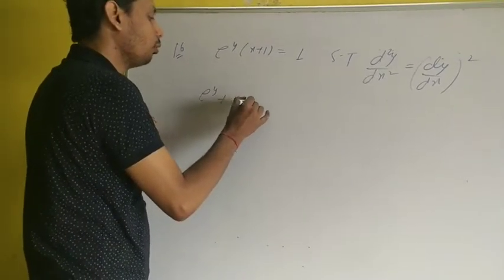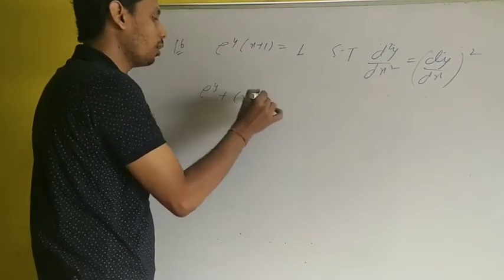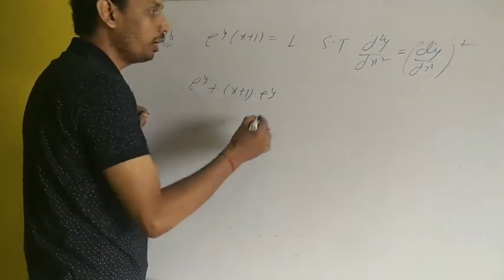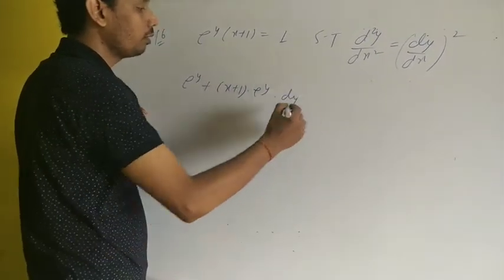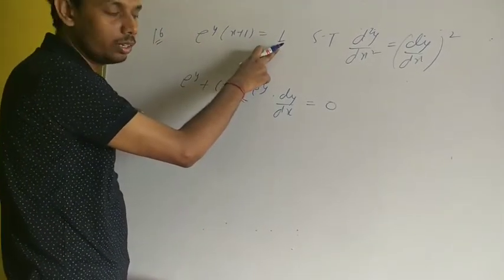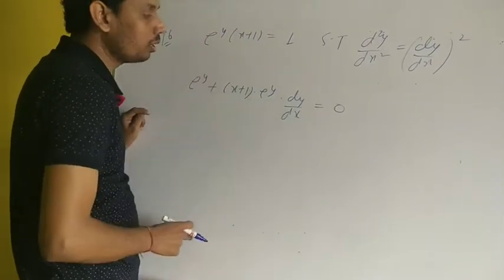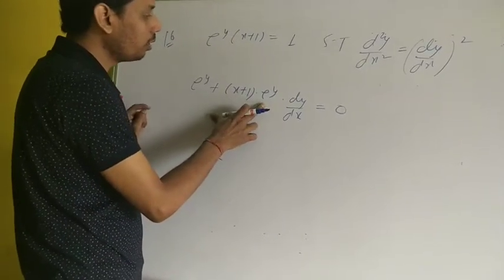Plus, if we take x plus 1 constant and we differentiate this e to the power y, we'll get e to the power y, and differentiation of y with respect to x will be equal to dy by dx. And this is equal to 0, as 1 is constant, so its differentiation will be 0. Now e to the power y is here also.